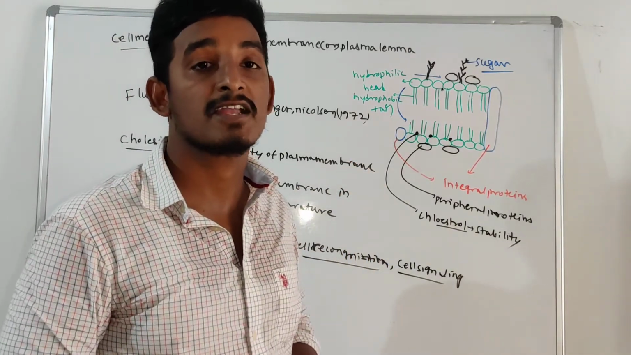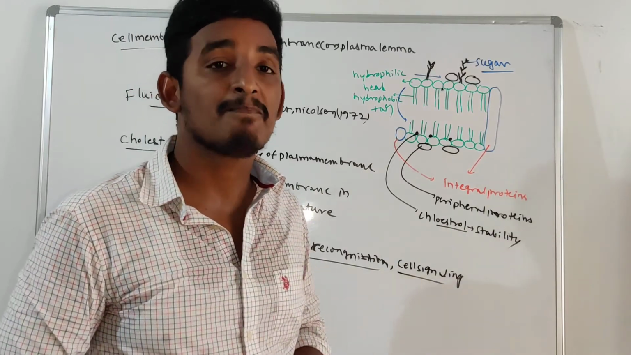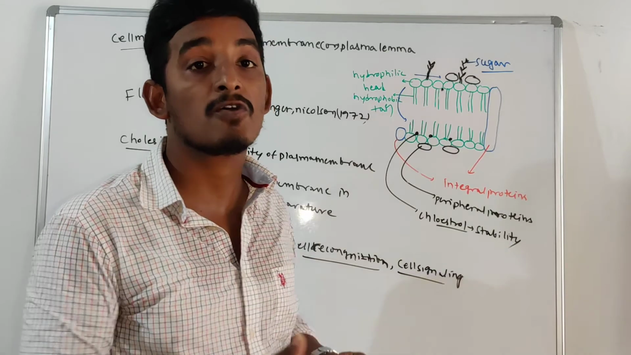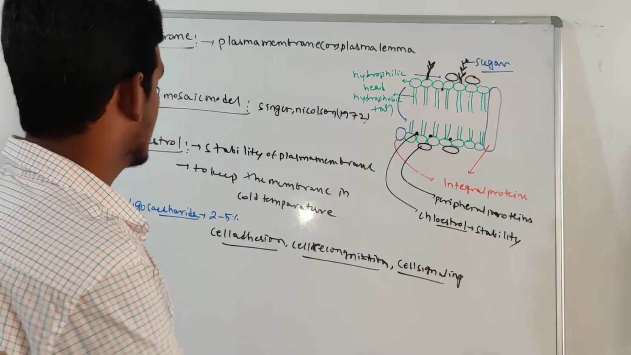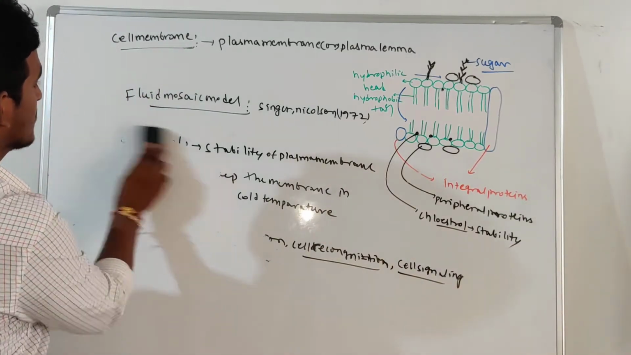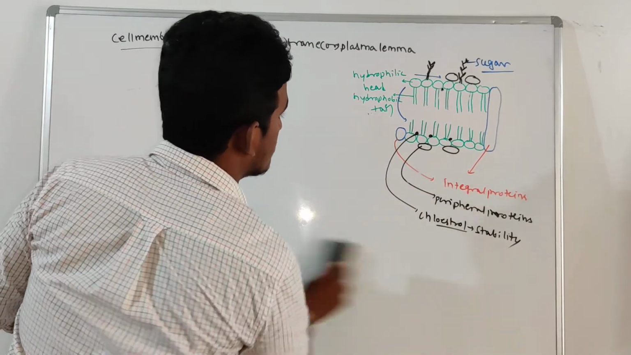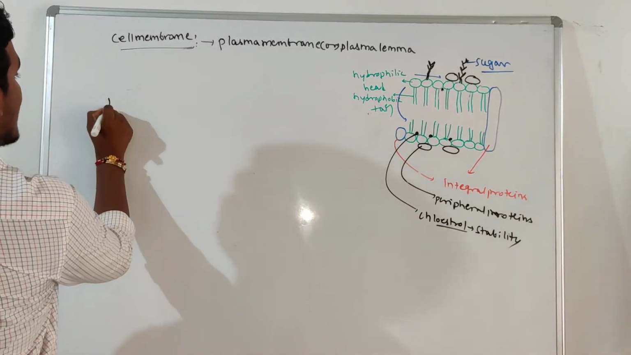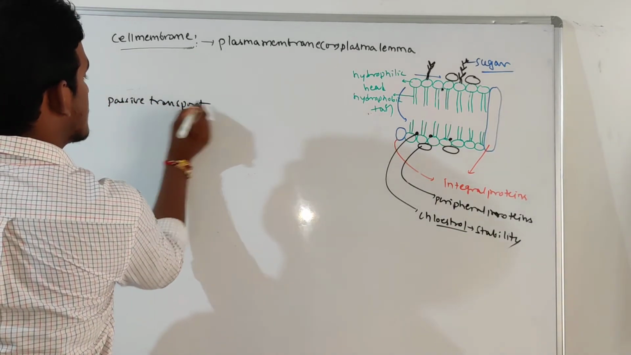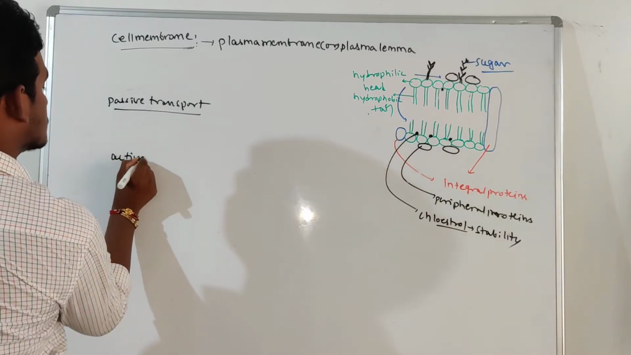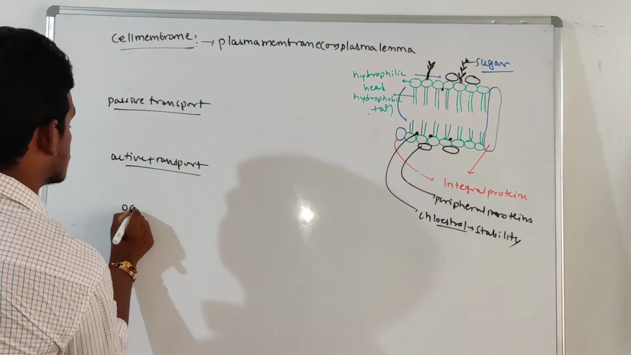So what type of functions are performed by this plasma membrane? Here it is a semi-permeable membrane, so it will not allow all types of molecules. What type of transport mechanisms does it have? Here it is performed mainly by 3 types. What are those 3 types? Those are passive transport, active transport, and osmosis.